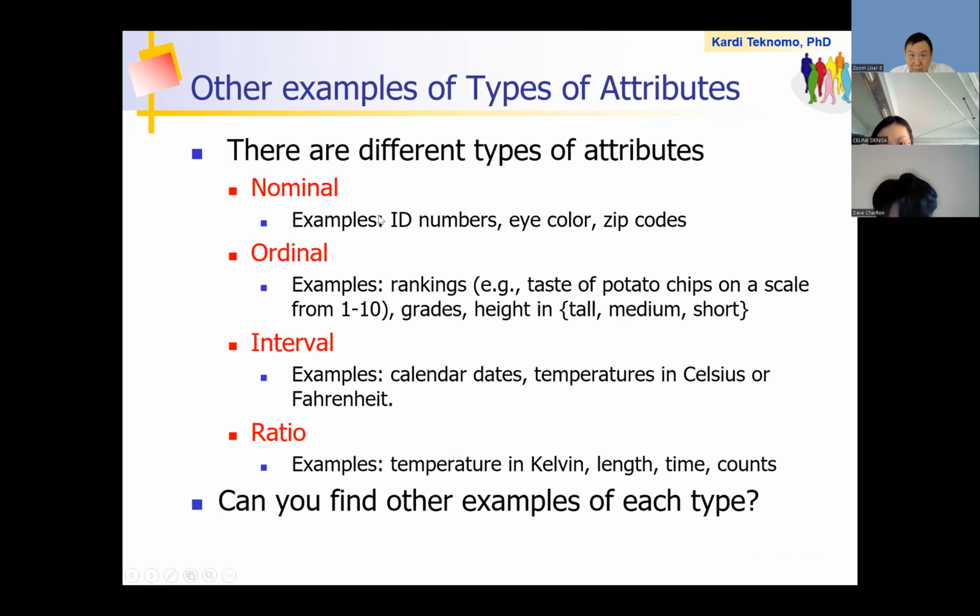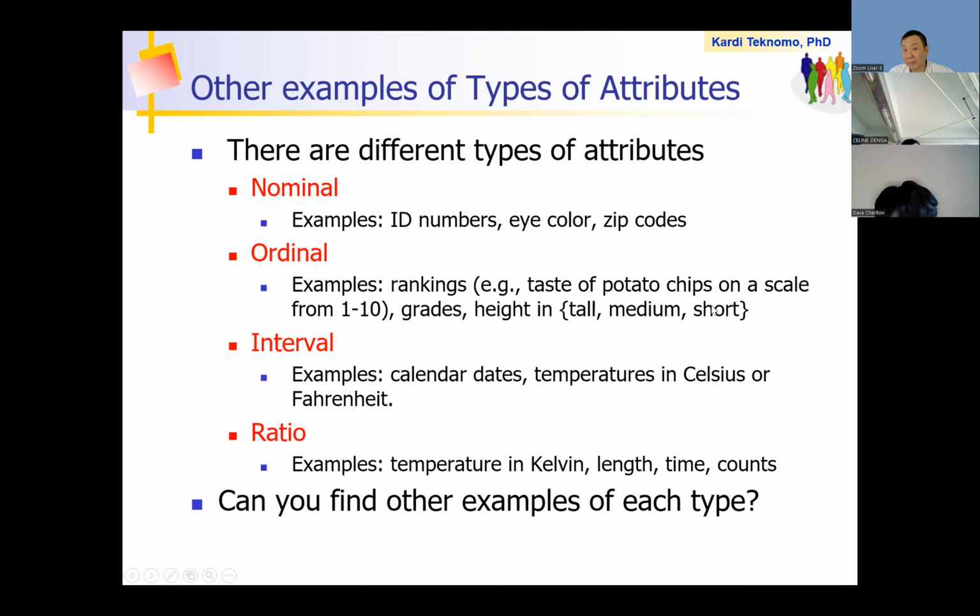So these are examples of attributes. Nominal example is ID number. Your ID number is nominal. Your eye color, your zip code are nominal. This is just simple assignment of numbers. The number itself does not mean anything aside from the assignment. Ordinal, you have the grade, you have ranking, the taste of potato chip, for example, 1 to 10. The height in tall, medium, short, these are ordinal scale.